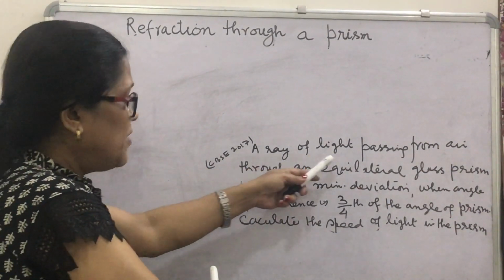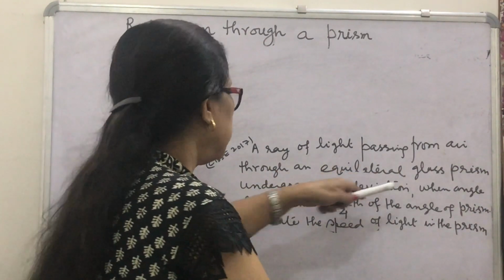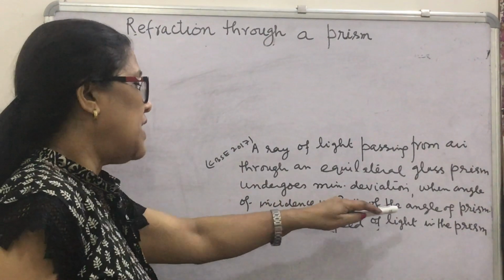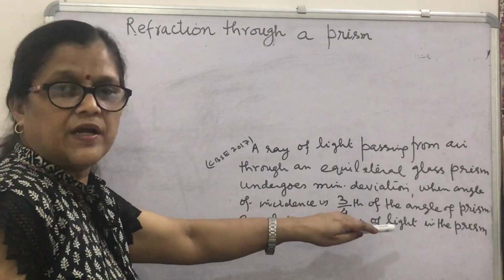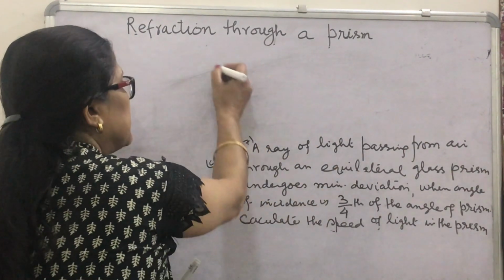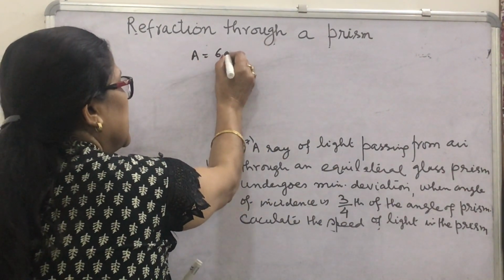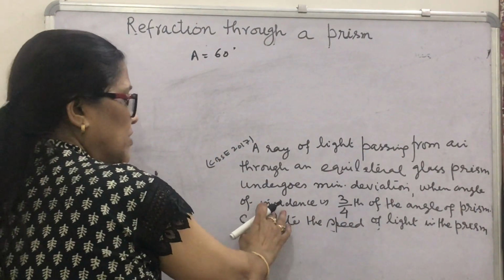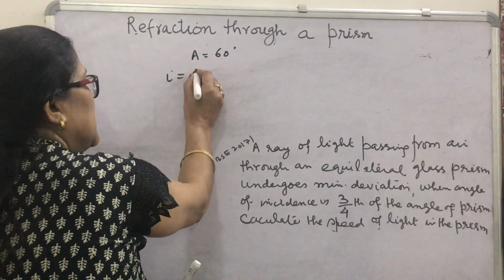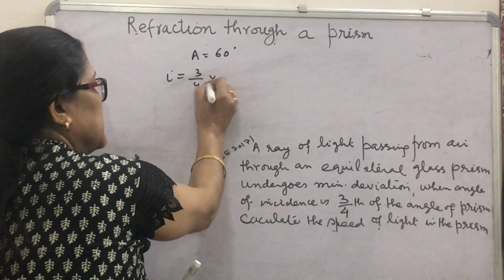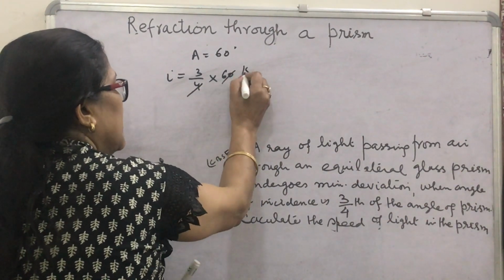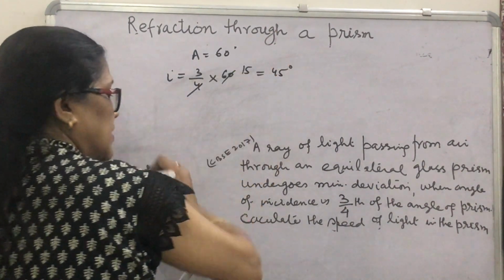A ray of light passing from air through an equilateral glass prism undergoes minimum deviation when the angle of incidence is 3/4 of the angle of prism. Calculate the speed of light in the prism. It is given an equilateral glass prism, that means the angle of prism is 60 degree. Now the angle of incidence is 3/4 of the angle of prism, that is 3/4 into 60 degree. So this will be 45 degree.